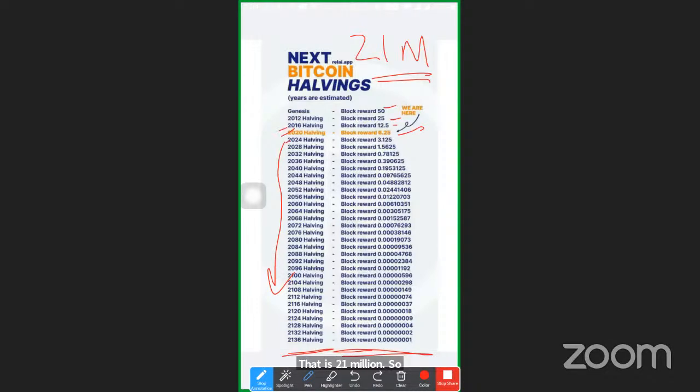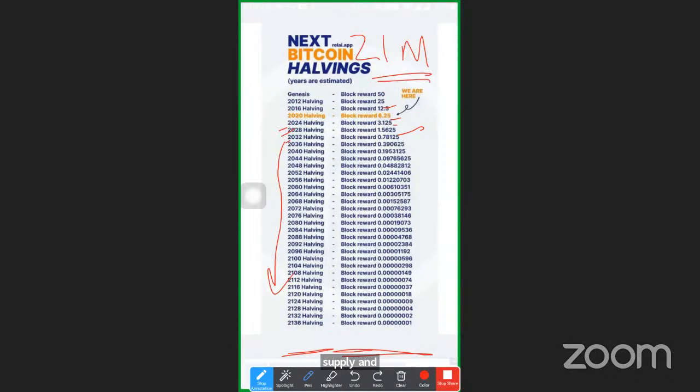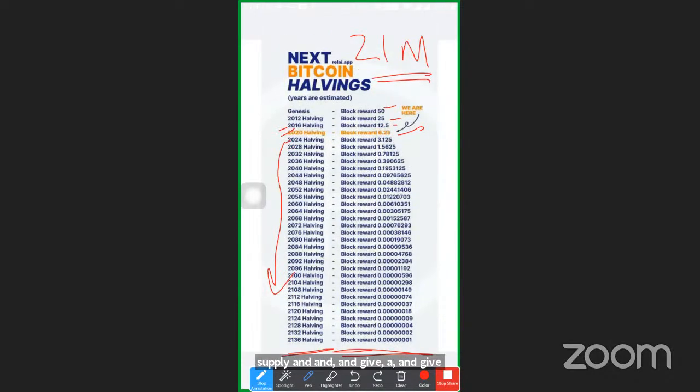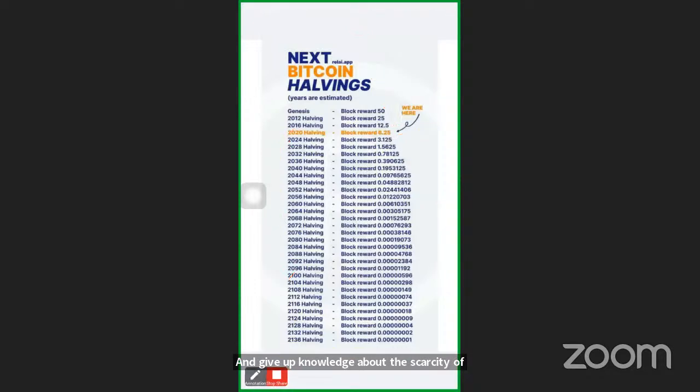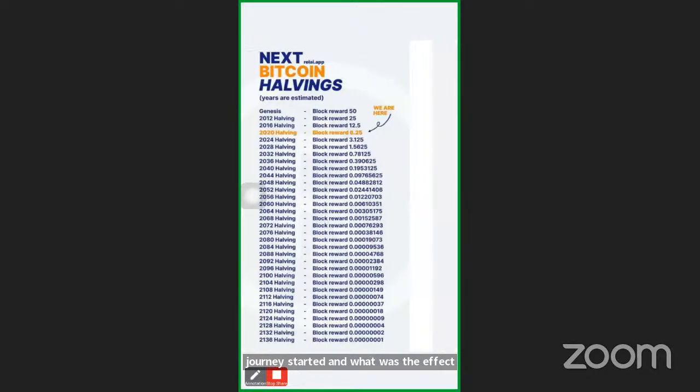So this is the most important event. Why is it so important? Because this limits the total supply and gives knowledge about the scarcity of Bitcoin. So this is the main reason why every halving pushes the price of Bitcoin to a new all-time high. I will show you how this journey started and what was the effect of each halving in the coming slides.